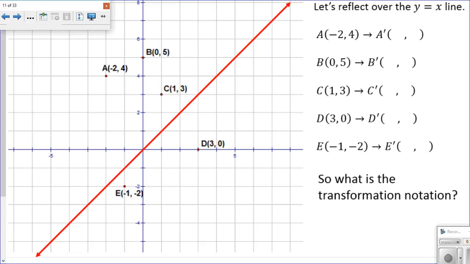Okay, so for instance, notice A here. If I'm going along here, this is 1 diagonal, 2 diagonals, 3 diagonals away on that side. So then I count 1 diagonal, 2 diagonals, 3 diagonals on this side. So this is where A prime is.